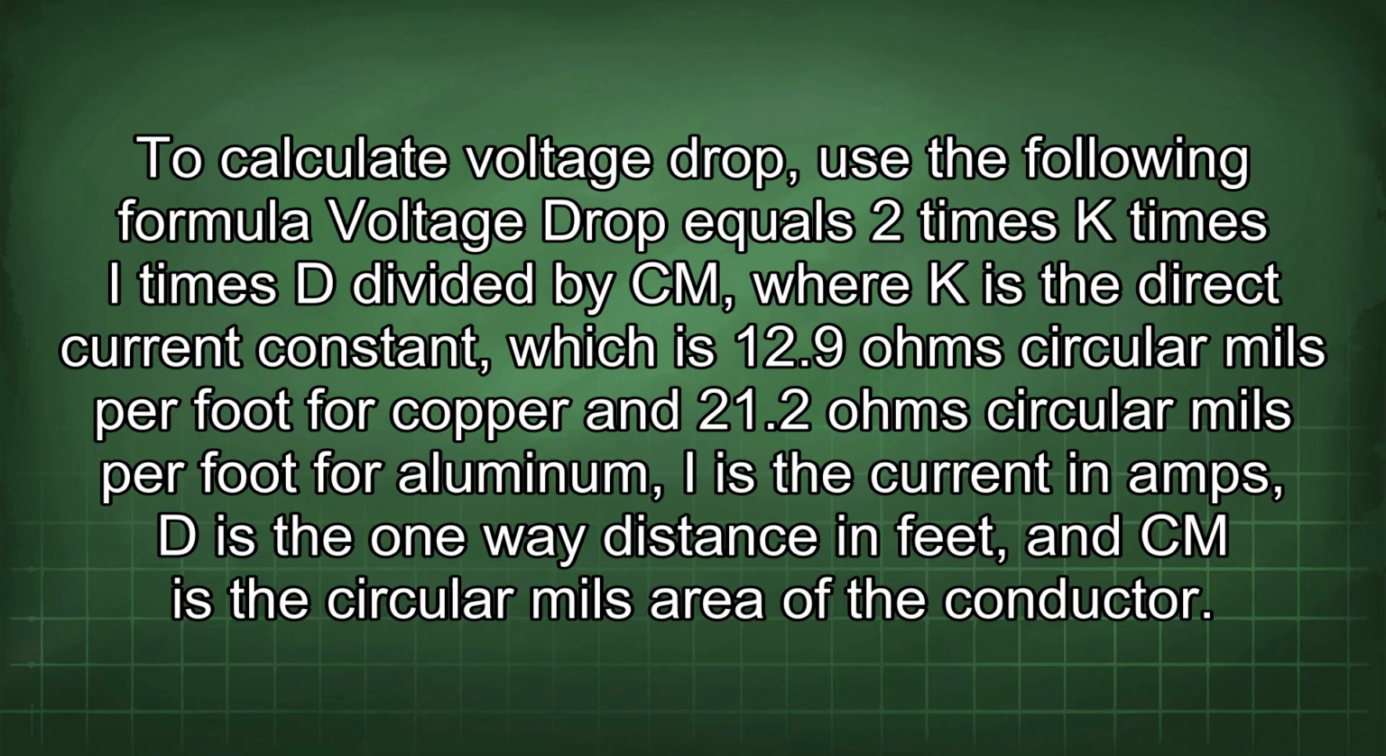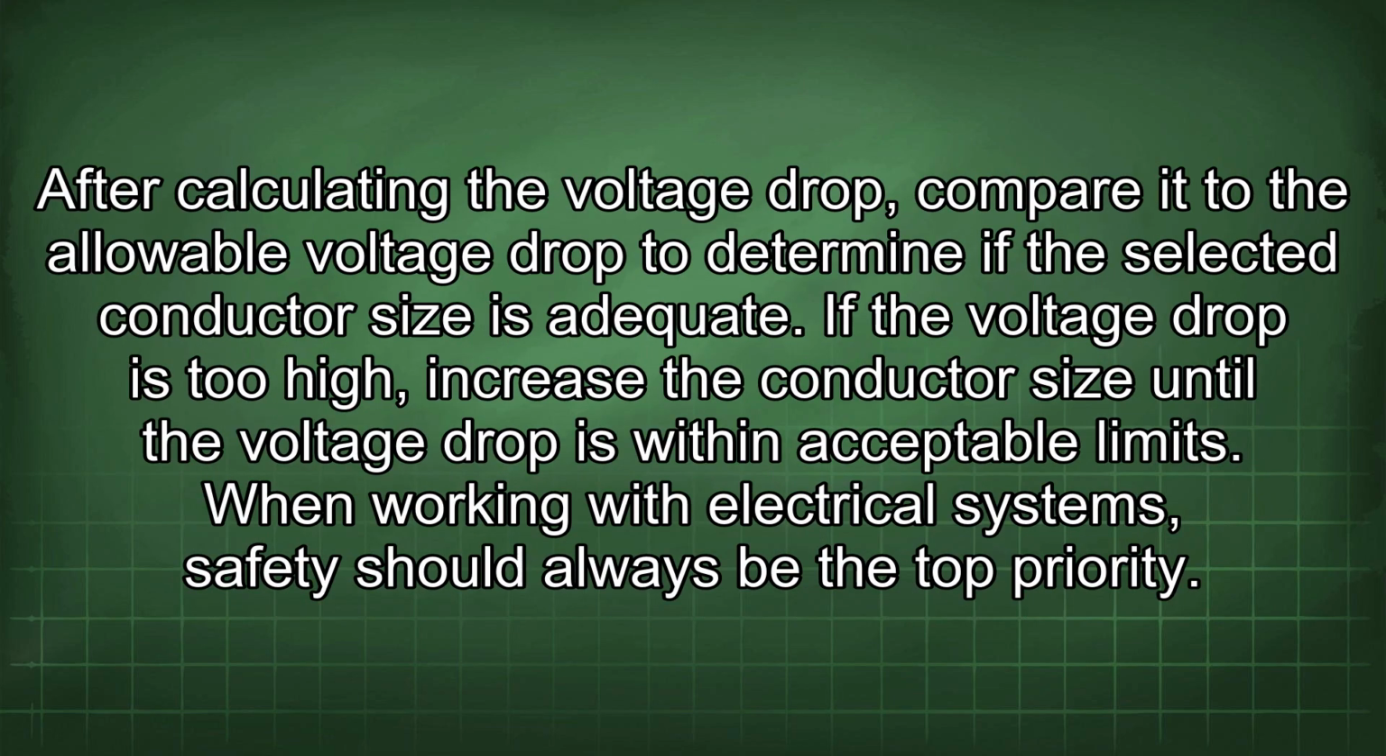I is the current in amps, D is the one-way distance in feet, and CM is the circular mils area of the conductor. After calculating the voltage drop, compare it to the allowable voltage drop to determine if the selected conductor size is adequate. If the voltage drop is too high, increase the conductor size until the voltage drop is within acceptable limits. When working with electrical systems, safety should always be the top priority.